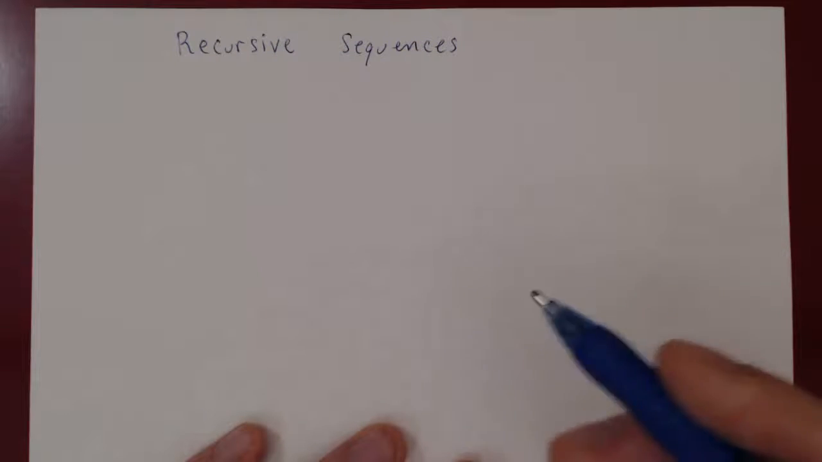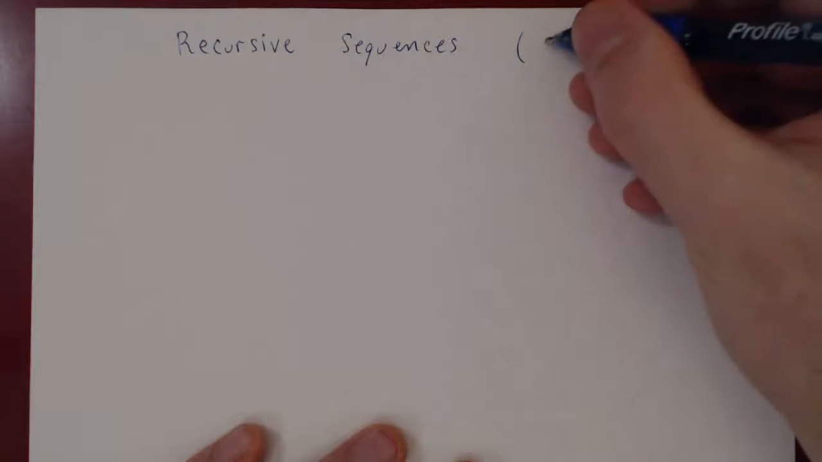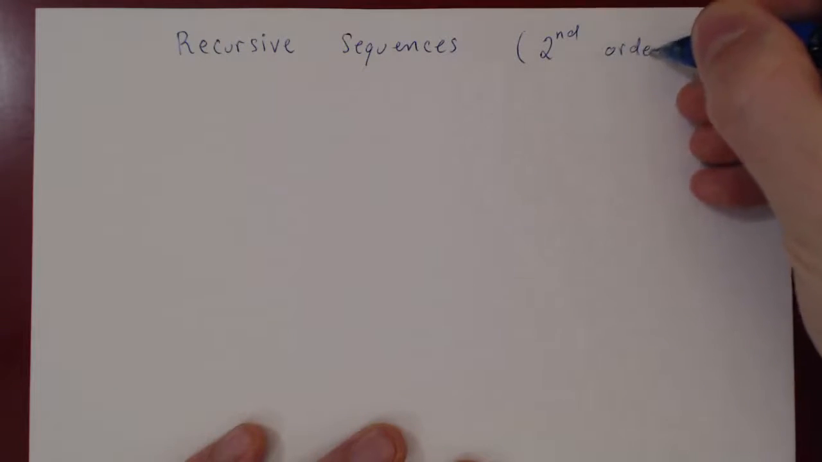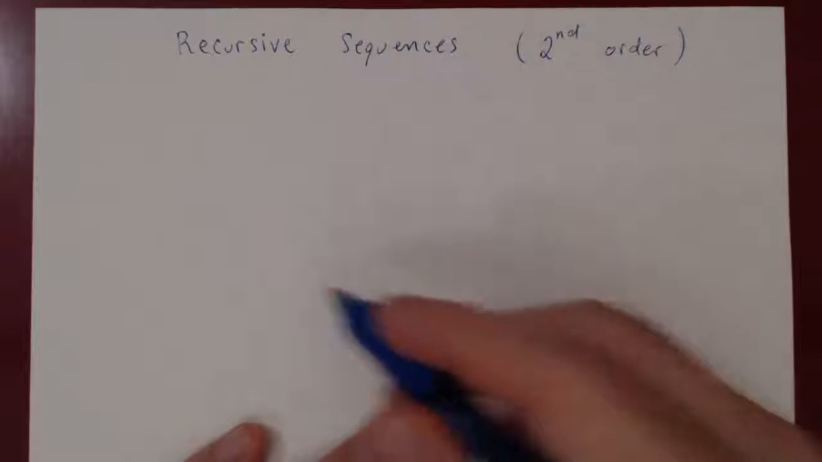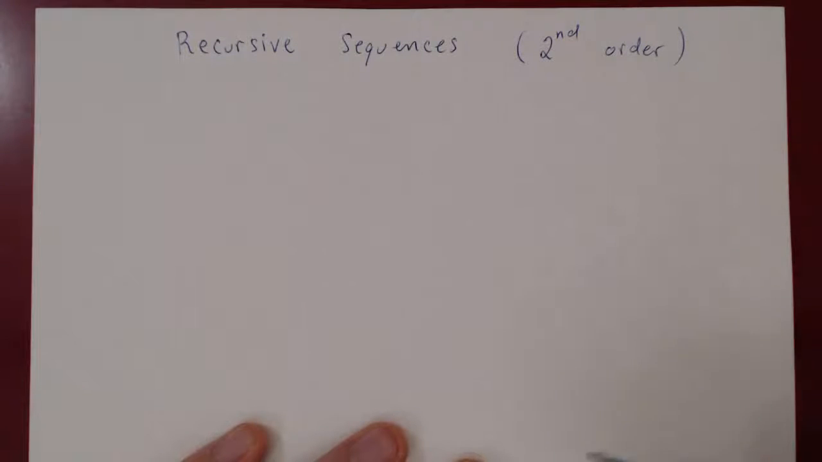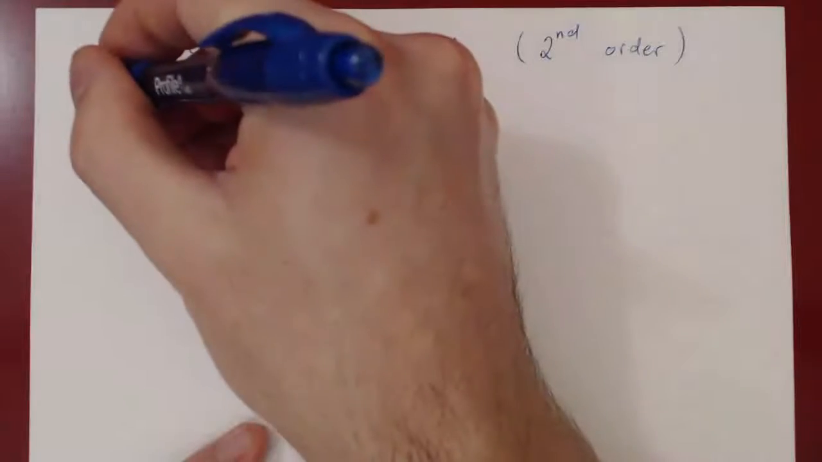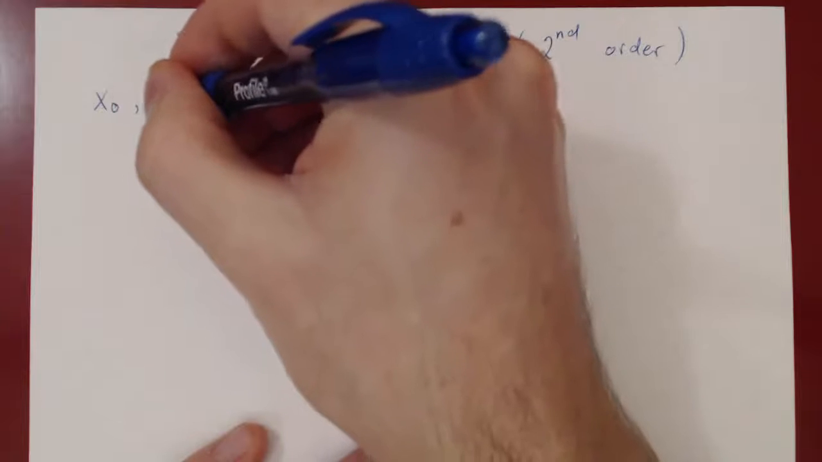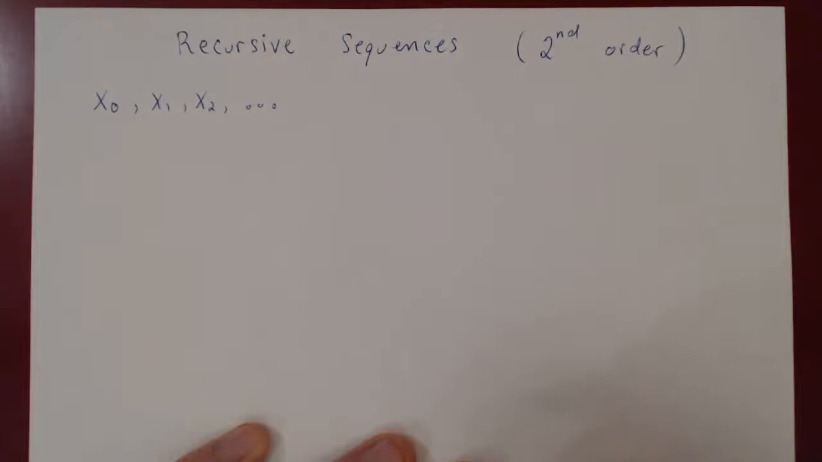And here we'll consider only one type of recursive sequences. We'll consider so-called second order recursive sequences. And you'll see why we use the word second order in a second. Consider the following example. Suppose we have a sequence. So x0 is the first value of our sequence, then x1, then x2, and so forth.